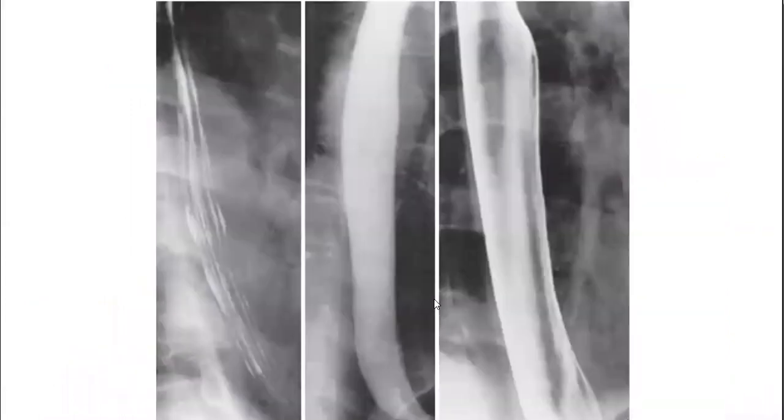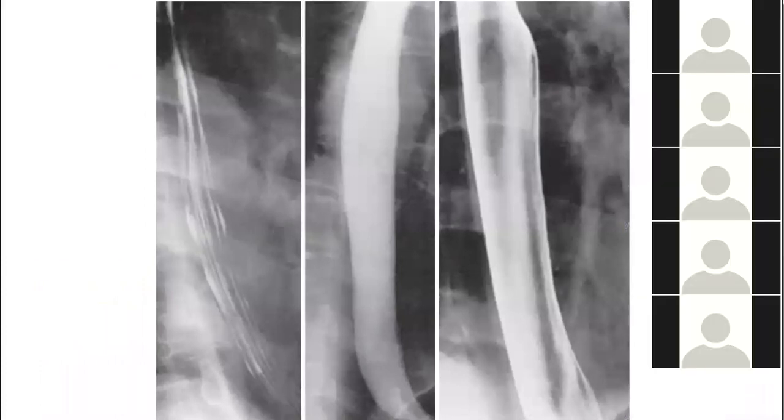Can anyone tell me what these three images are? If there are three different types of images, you can just type in the chat box. I'm watching the chat box. You can just attempt. What are these three images? Yeah, definitely. They are all barium swallow images, esophagograms. I agree, but what is the difference between the three?